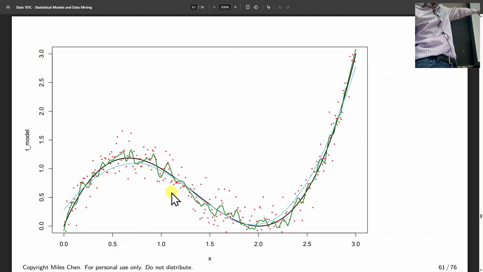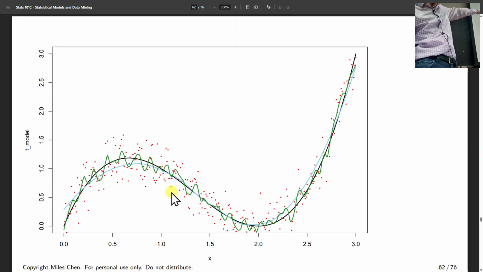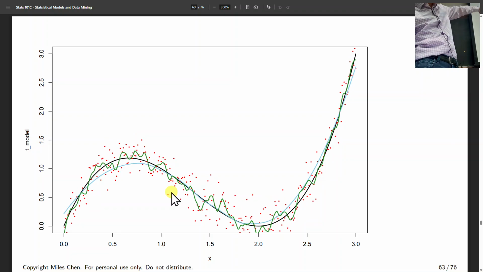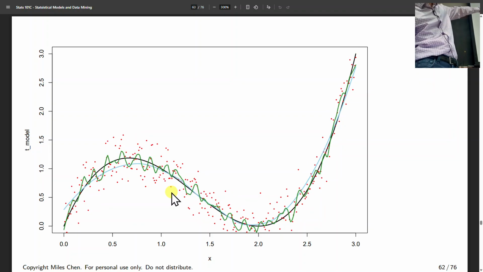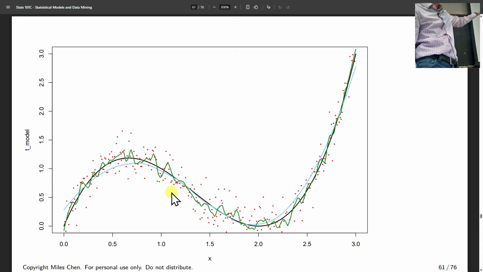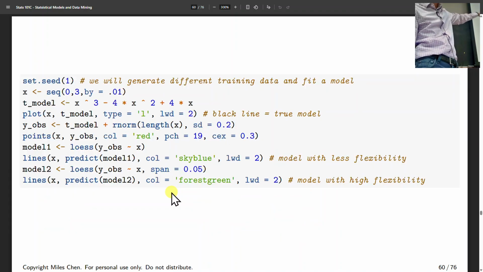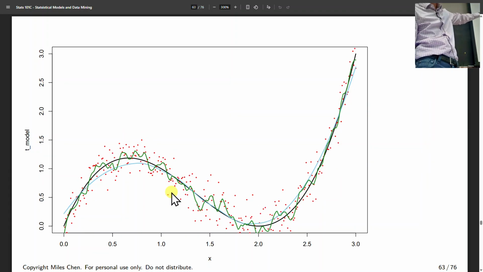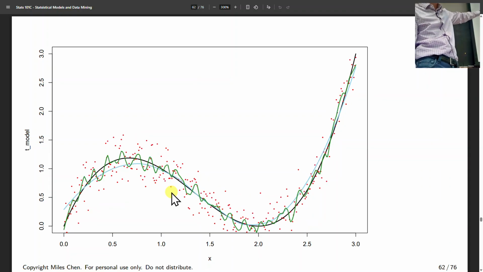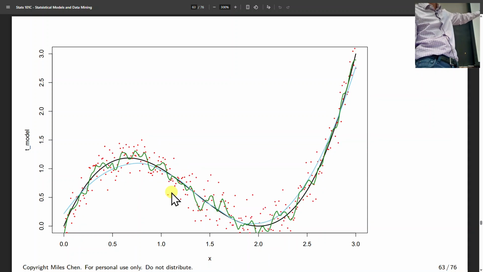The blue line is medium flexibility. If you just focus on the blue line, it shifts around a little bit, okay? It shifts around a little bit, showing that based on the random data that was collected, there is some variance, okay? The green line changes a lot from one random data set to another, okay? High variance, okay? So based on the red dots, that green line wiggles around a lot. That's the high variance part, okay?